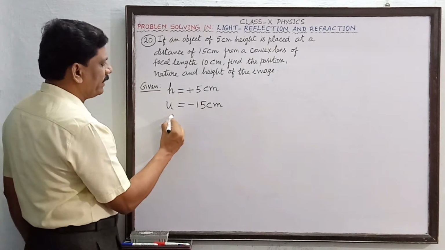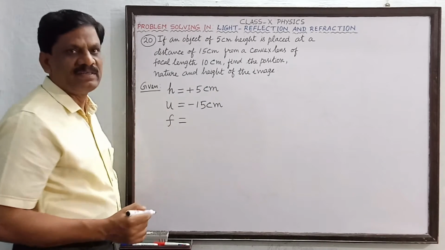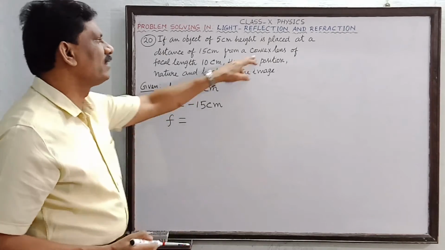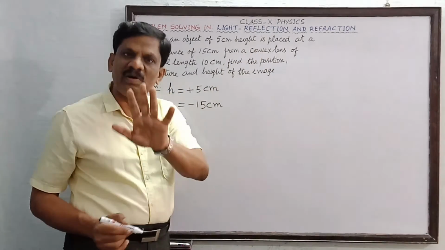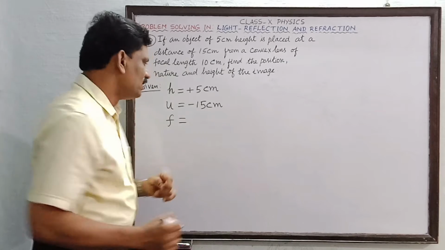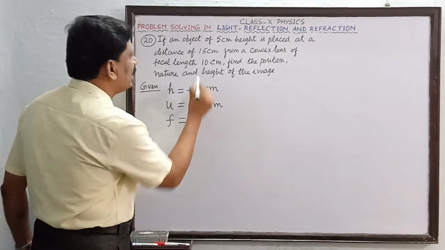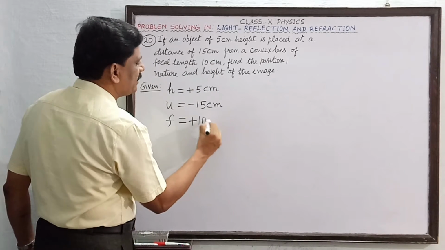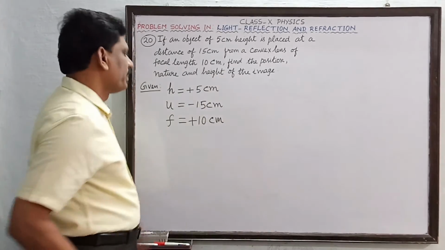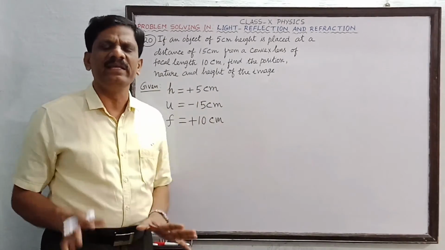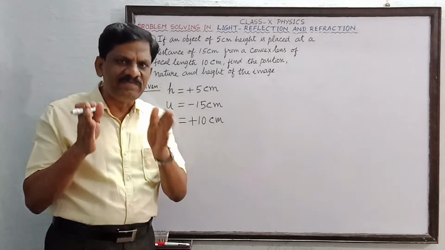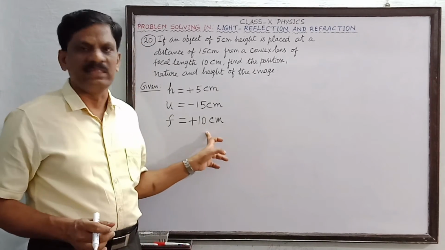And the focal length. By sign convention we have studied that the focal length of a convex lens is always positive, is it not? So f is equal to plus 10 centimeter. So very clearly, in any numerical problem, you have to write all the given information like this.